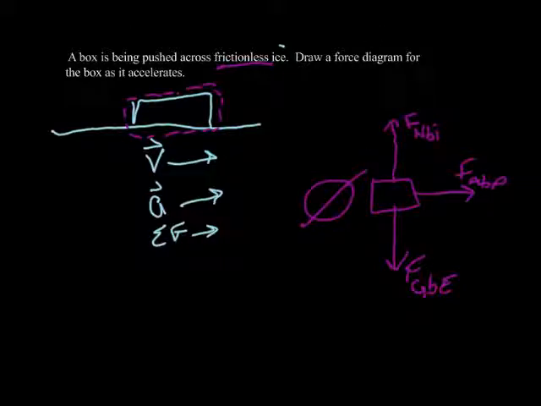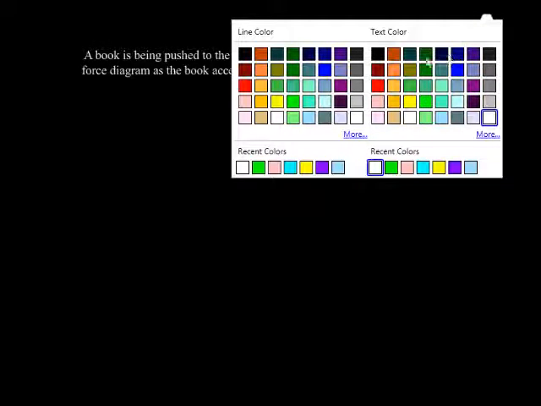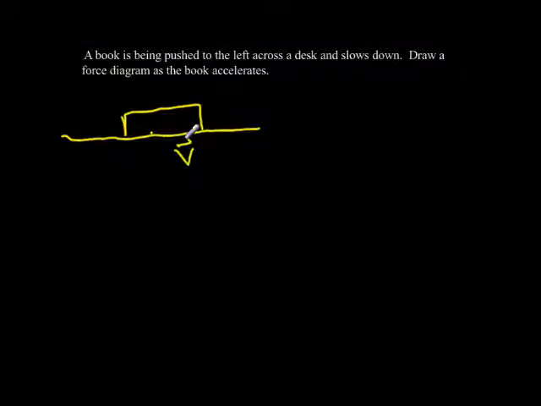Let's look at one more. We've looked at two situations of speeding up. Let's look at what happens when we slow down. So remember that slowing down indicates that the velocity, so the book now is being pushed to the left. So that means my acceleration needs to be in this direction, opposite that, because I'm slowing down. And that means this is also going to be my net force.